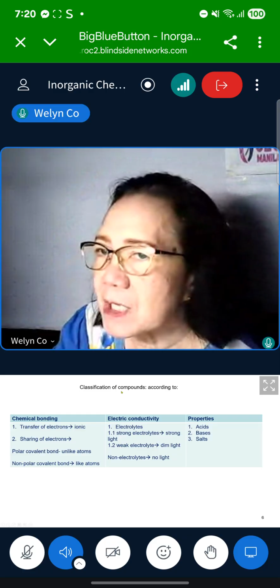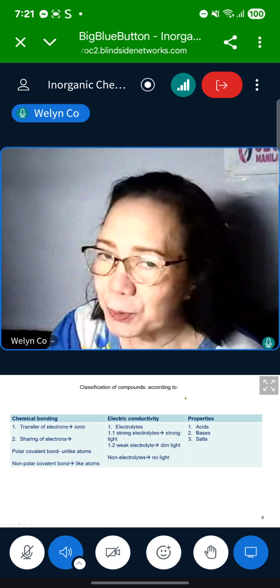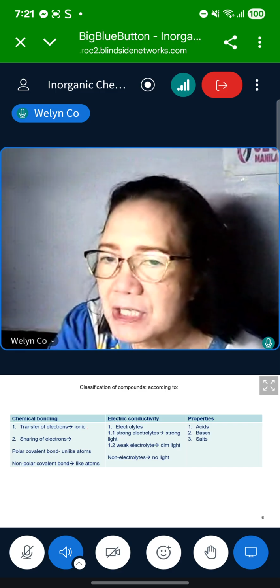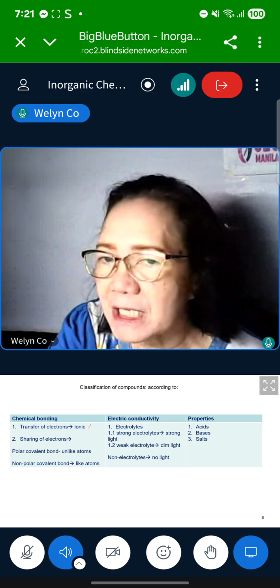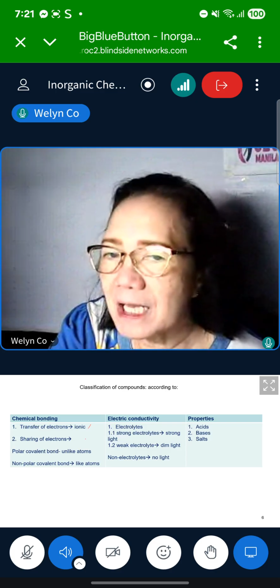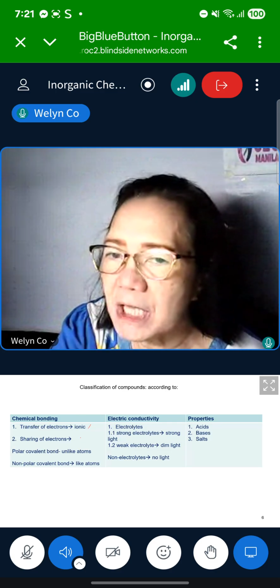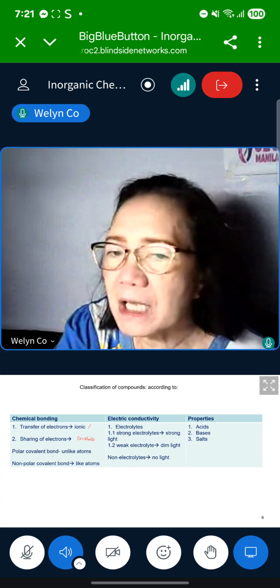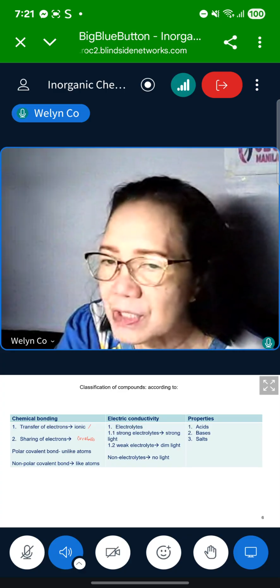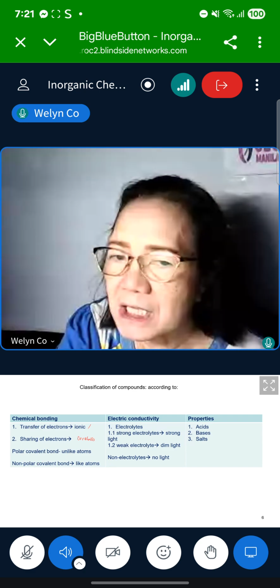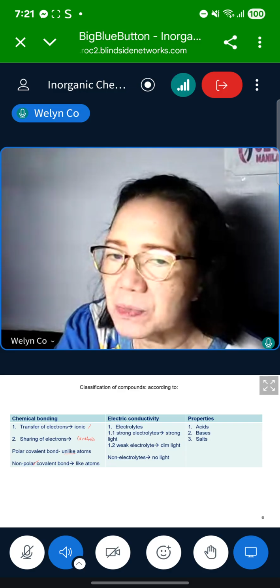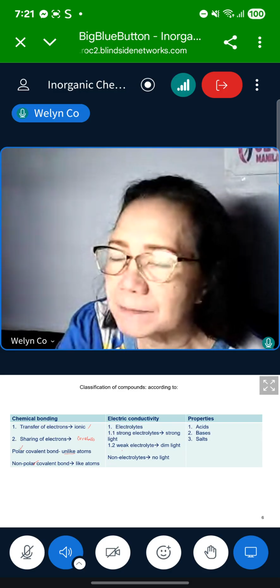So you have your classification of compounds according to the chemical bonding. So this could be your transfer of electrons. The bond that exists between them is ionic. And we have the sharing of electrons. The bond that exists between our atoms would be your covalent bonding. And there are types of covalent bonding. When the sharing of electrons is between the same type of atom, that is what we call nonpolar. If the sharing of electrons is between unlike atoms, this would be your polar covalent bond.